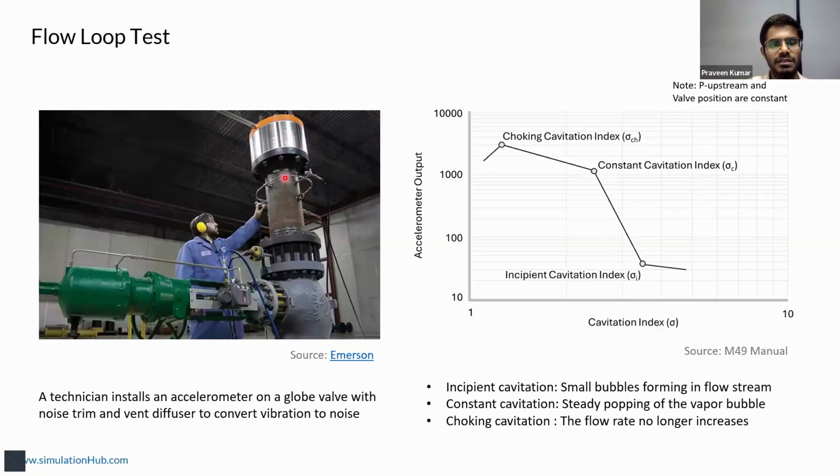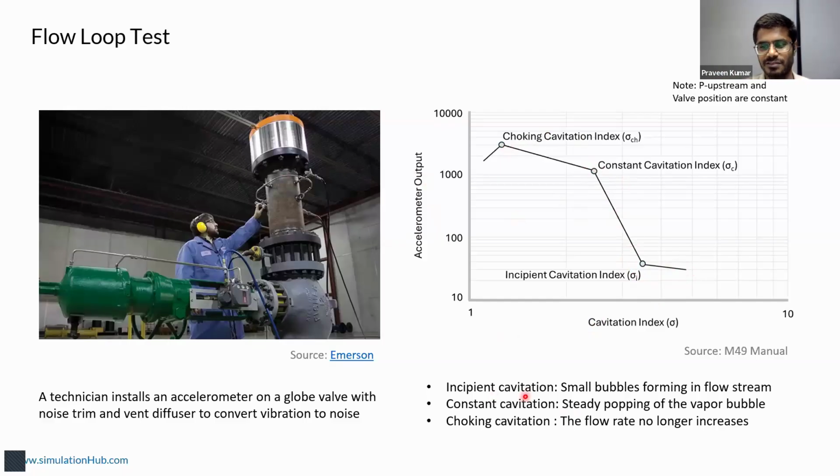So what they do is they use an accelerometer to measure the noise and vibration, and they plot against the cavitation index. They allow the flow conditions to reach the cavitation point, and then they start plotting this accelerometer output against the cavitation index. At one point there is a sharp gradient or slope change. That point is incipient cavitation, and beyond that, constant cavitation occurs. Then the choking cavitation occurs.